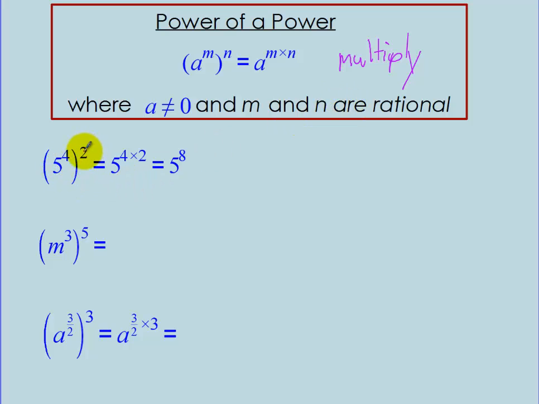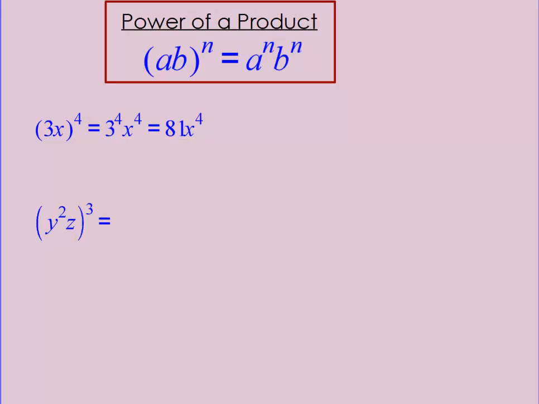5 to the 4th power squared is going to be 5 to the 4th times 2, which is going to equal 5 to the 8th power. m to the 3rd power, all that to the 5th power, is going to be m to the 3 times 5, which is m to the 15th power. The next one, a to the 3/2 power cubed, is going to be a to the 3/2 times 3, which is a to the 9/2 power. That's how you do that one. Let's go to the next one.